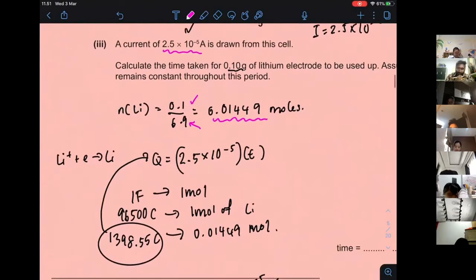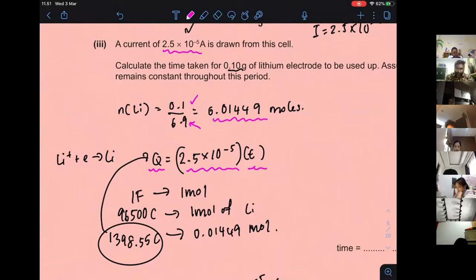And then when you look at the charge, Q equals I times t. So you just put the current with the time in seconds. That's going to be the charge. That is going to give you 0.1 gram of lithium.